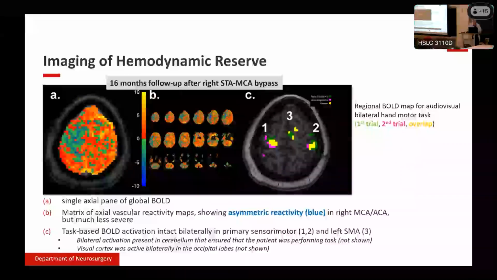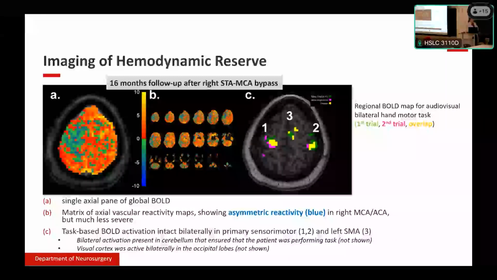So this is after the bypass. This is actually 16 months after. Because we would follow our patients with these imaging studies to see how the collateral flow will change over time. Ultimately, this patient did have repeat images later on, but I thought this was a nice example of where not only are you having an improvement on A and B of the areas of blue, where there was previously severely impaired hemodynamic reserve that's starting to get better, but on panel C, you're also seeing that what was not lighting up before is starting to come back, which is really amazing.